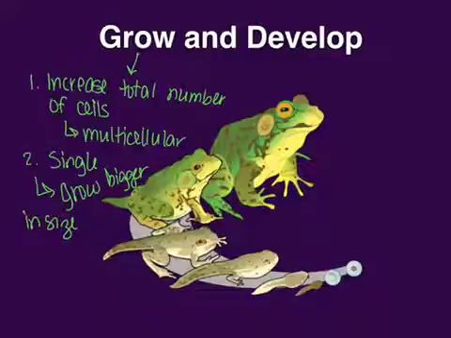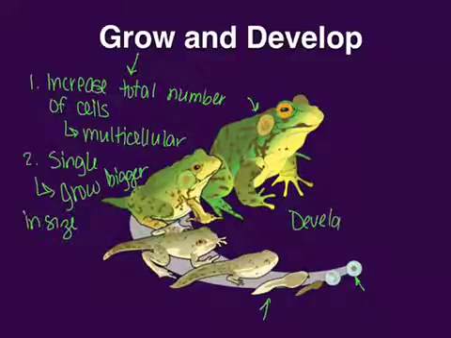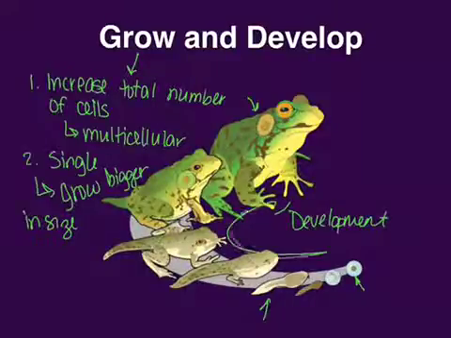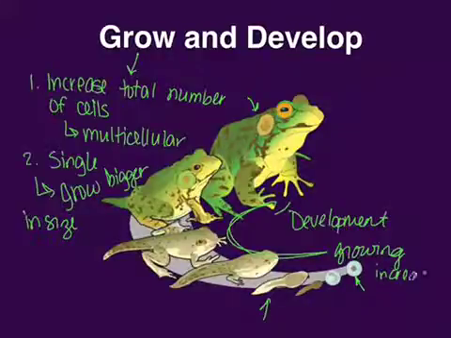Both of these processes require some sort of development, where here in the diagram it takes you from a frog egg to the tadpole stage and eventually up into the adult frog. And this is a development. All the while through these stages, the frog is also growing, and in this case, it's increasing the number of cells.